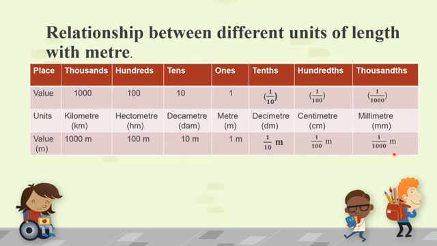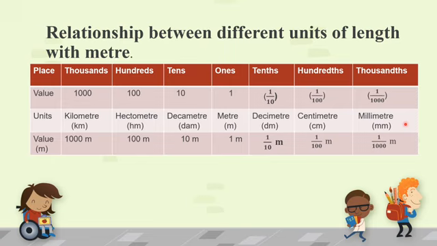Now, after that, the values will be as per your place value. If you are talking about kilometer, kilometer is in thousandth place, so it will become 1000 meter. Every unit will be represented in meter form because meter is your base unit. This is your standard unit. So it will be decameter, hectometer, kilometer, decimeter, centimeter, millimeter.